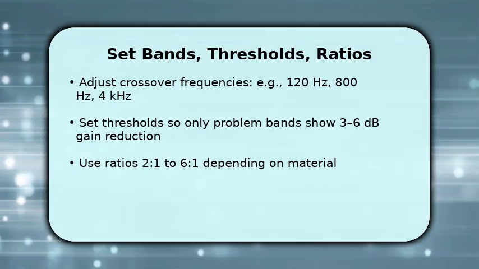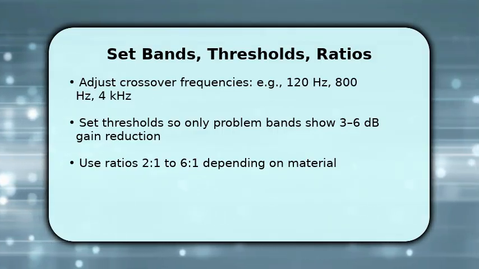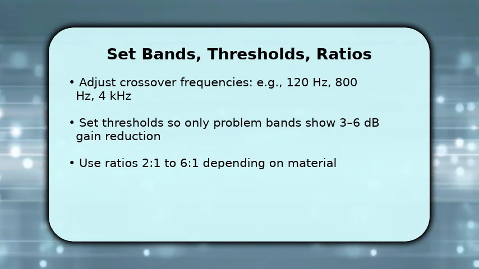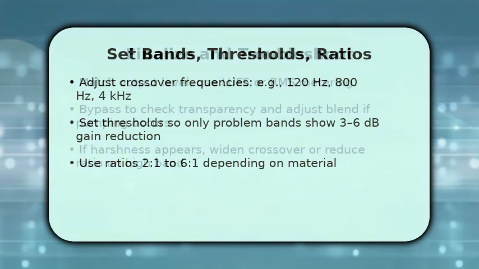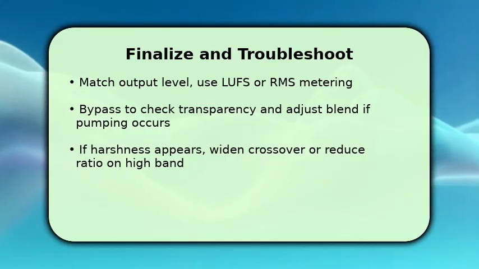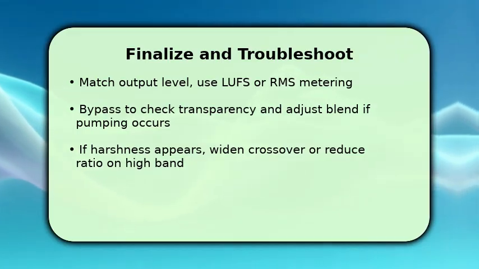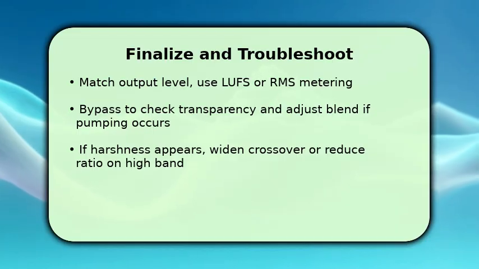Use parallel blend to retain dynamics while adding control, and fine-tune makeup gain per band to match levels. Finish by matching the processed output level to the dry signal so your ears judge tonal change, not loudness. Once done, listen in context with other tracks and adjust makeup gain or the global output to target your LUFS.